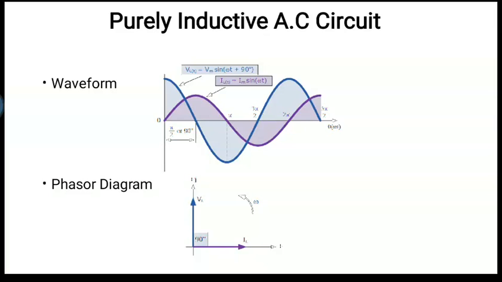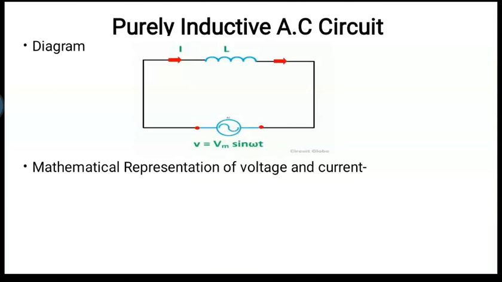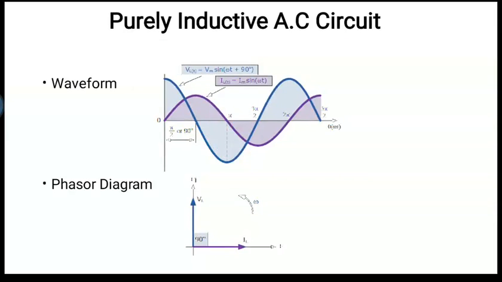And for a resistive circuit, it is very simple. The phase difference is 0. So diagram, equation, you can write it from the waveform. This is a waveform and this is a phasor diagram, right? So 4 things are completed in the purely inductive AC circuit also. Now let's go for the purely capacitive AC circuit.